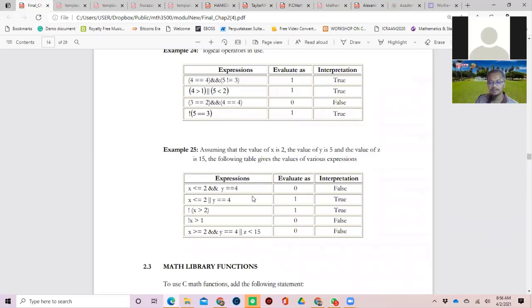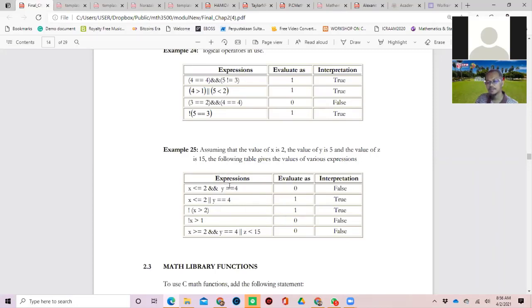But reverse to the and statement, for or, all the results will be 1 except if both conditions are 0 and 0. So 0 or 0 is 0. Other than that, the result is 1. For example, 1 or 0, 1. 0 or 1, 1. 1 or 1, 1. So 0 or 0, 0.